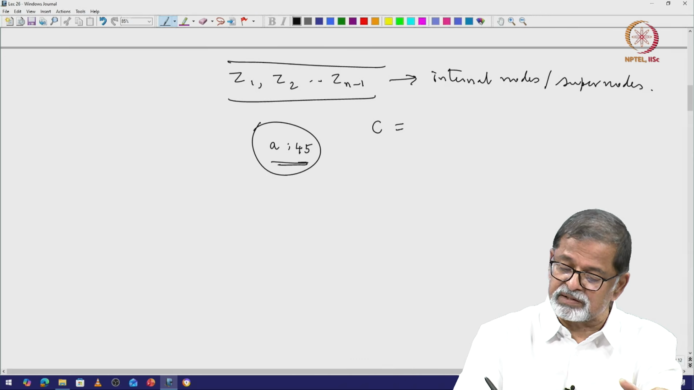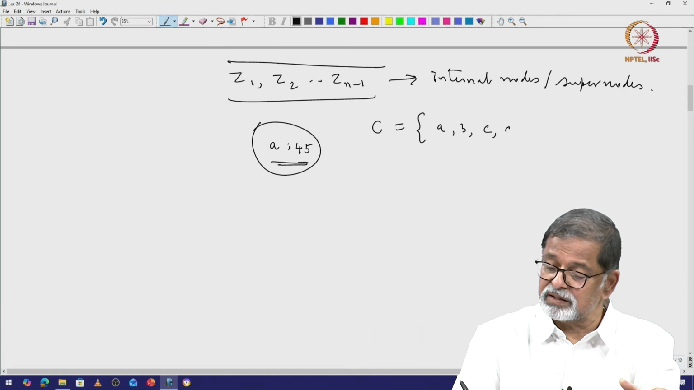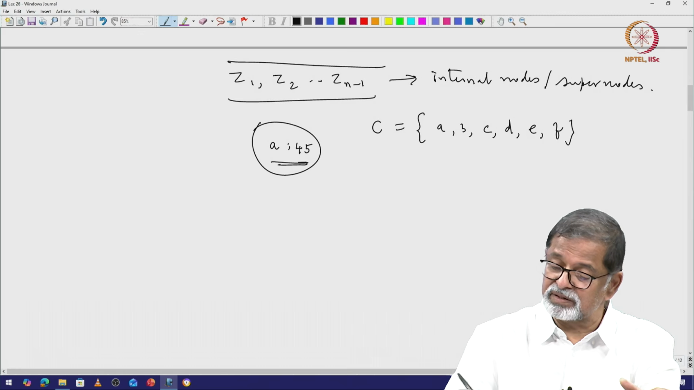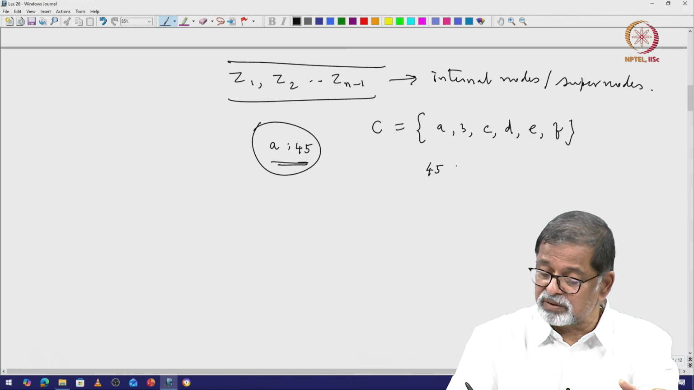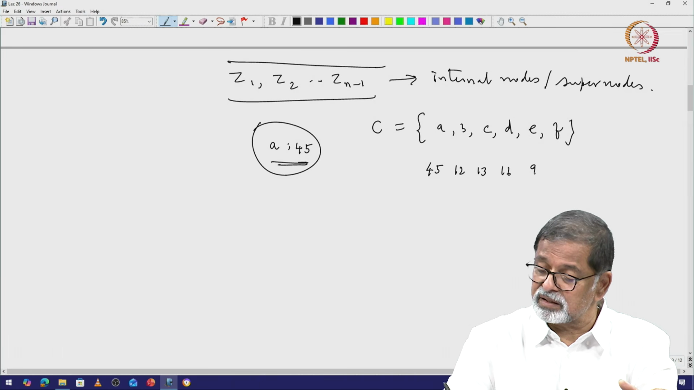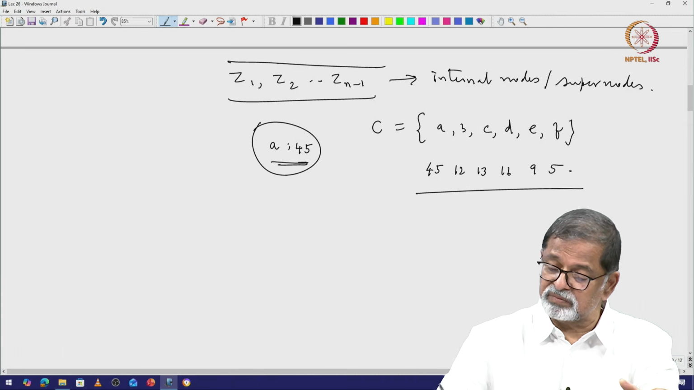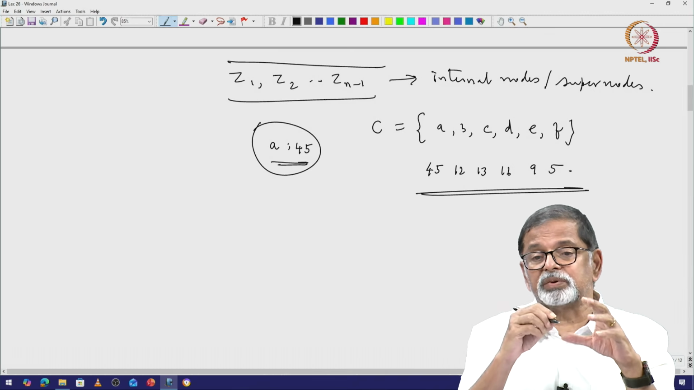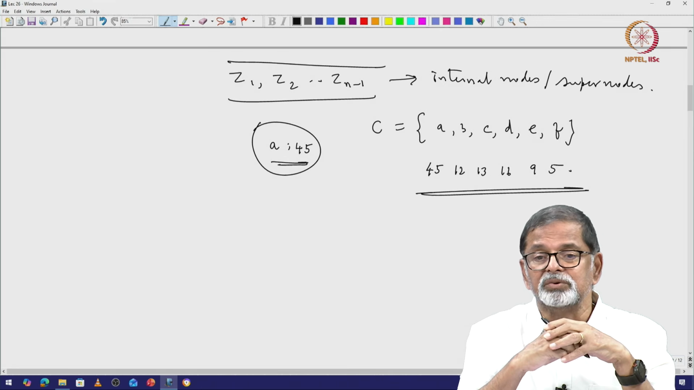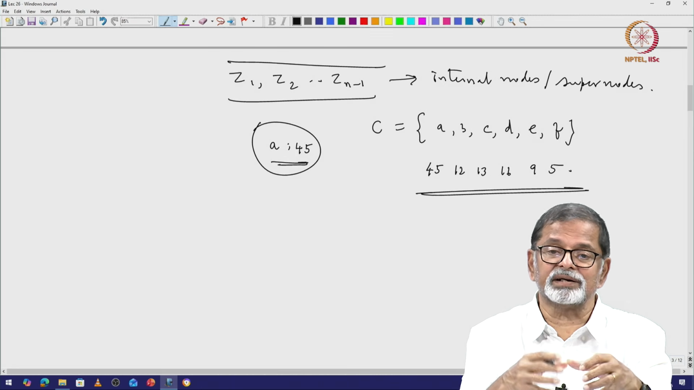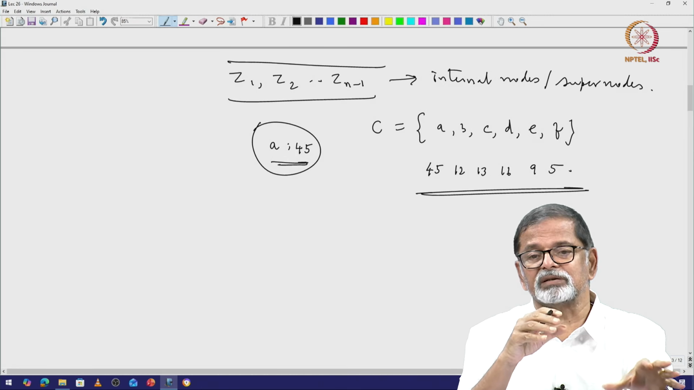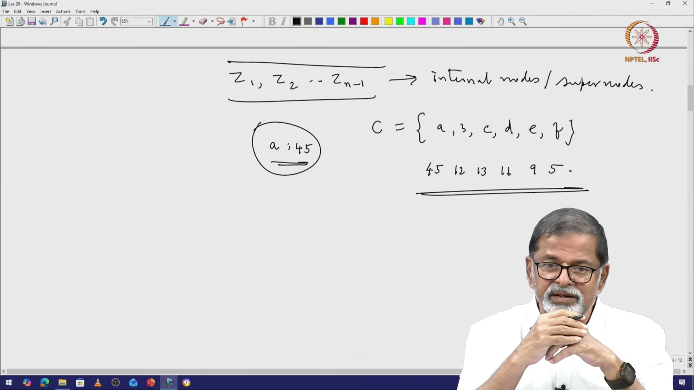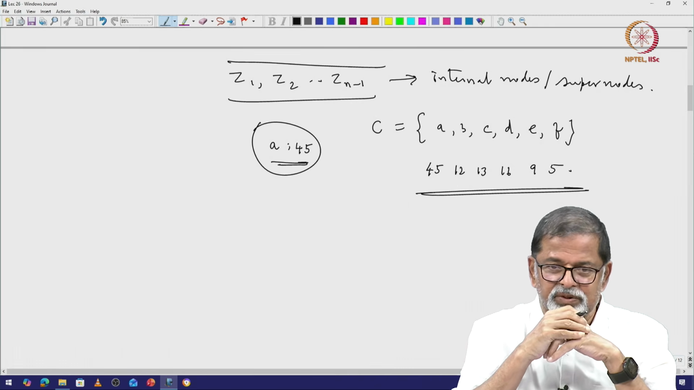So, we have an example in which the character set was A, B, C, D, E, and F. Their frequencies are 45, 12, 13, 16, 9 and 5. With these frequencies, we create a supernode in the following way. You merge two nodes under a supernode. Put the smaller one on the left, the larger one on the right, and create a supernode.